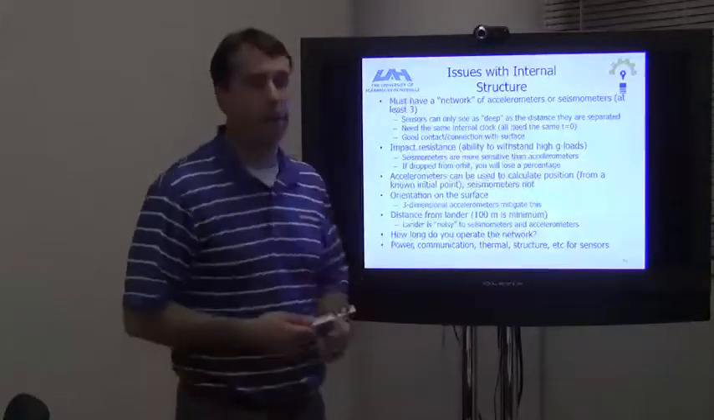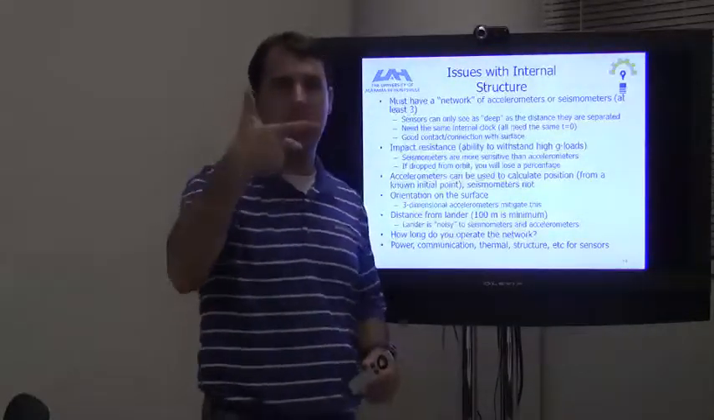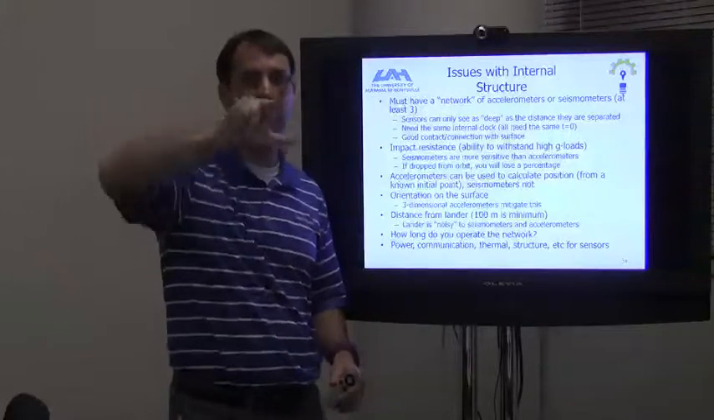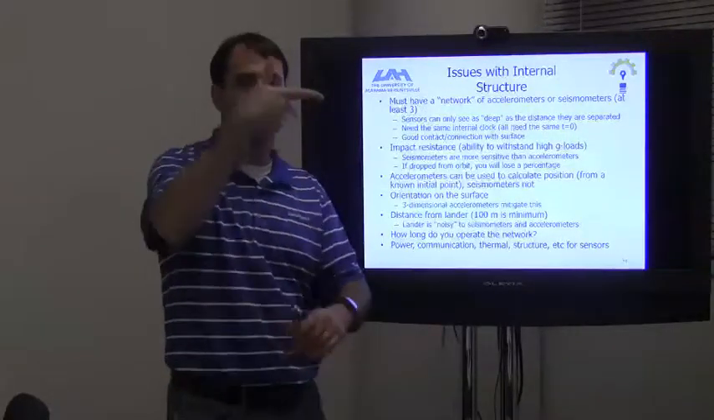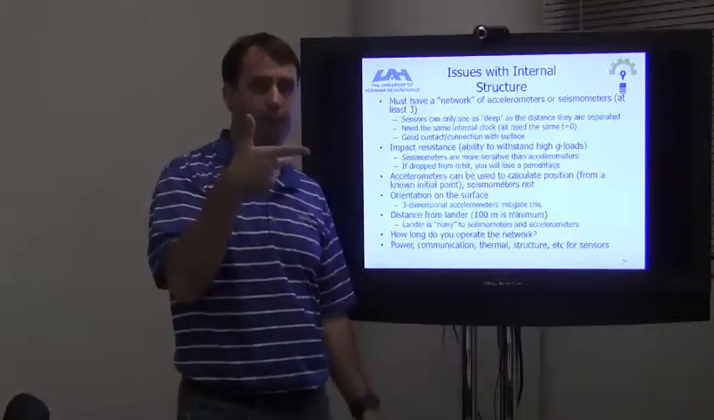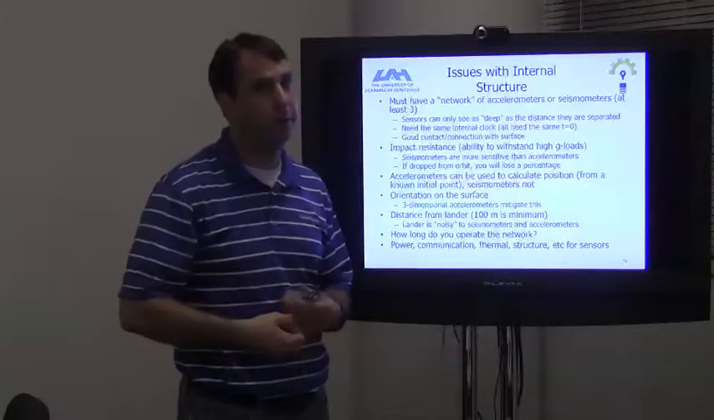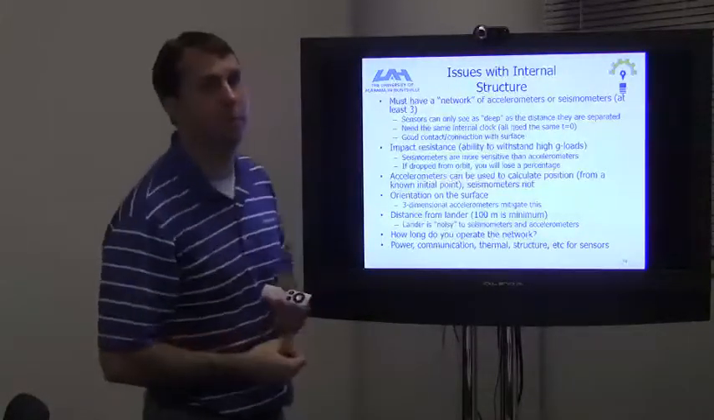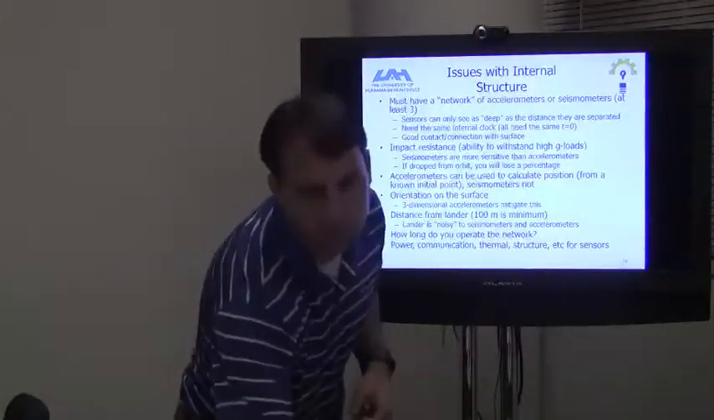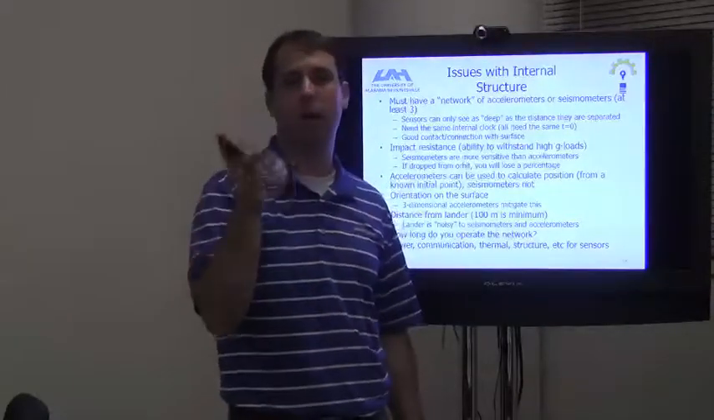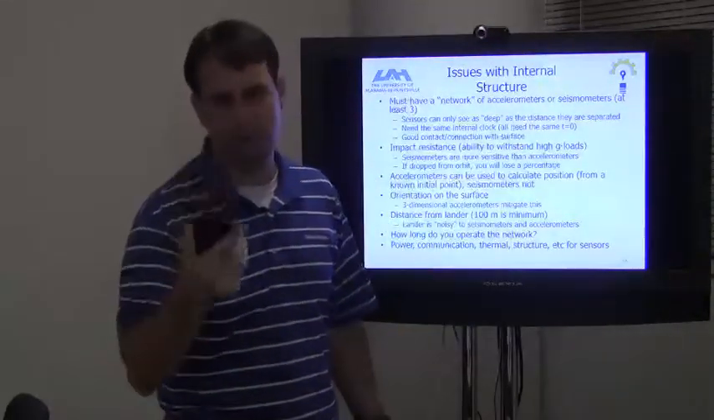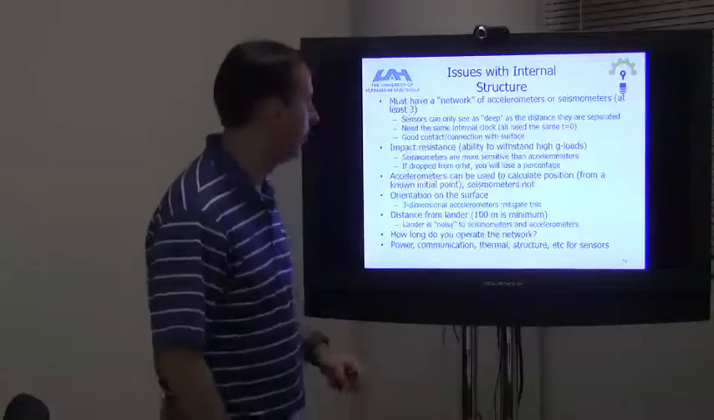Orientation on the surface. If you don't have a 3-dimensional accelerometer or seismometer, then you have to make sure the orientation is proper on the surface. So therefore, I would recommend using a three-dimensional accelerometer or seismometer. I mean, there's a 3D accelerometer in your phone. So they're very small. There's probably 2 of them in here just as a backup.